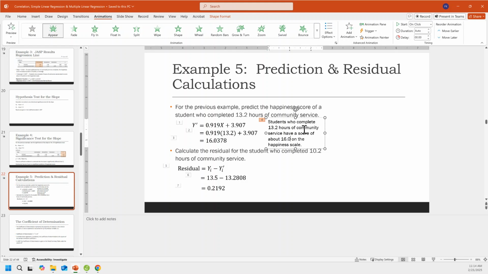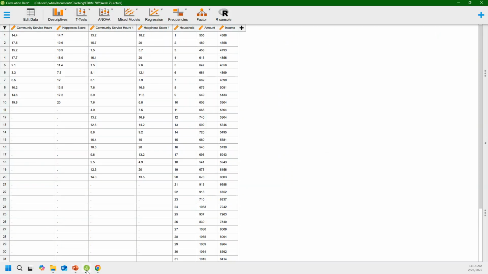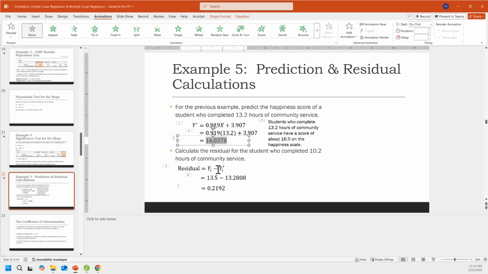All right, that's the predicted value using our regression equation. Now, this predicted value is not equal to my actual value. I'm going to go back to my data set. 13.2 corresponded to a happiness score of 18.2. So I can create a residual. We had 18.2 minus the 16. I'm going to use the 16. Let's just go ahead and use the actual value.